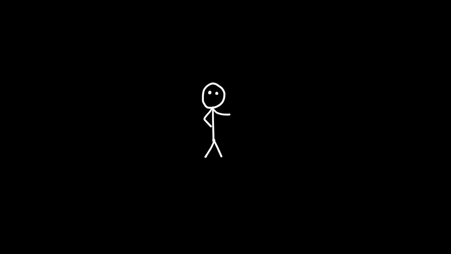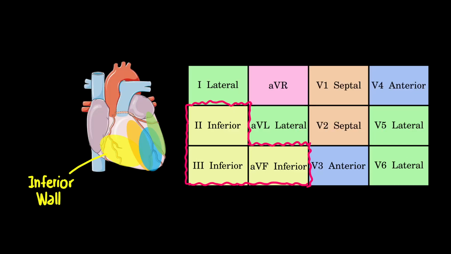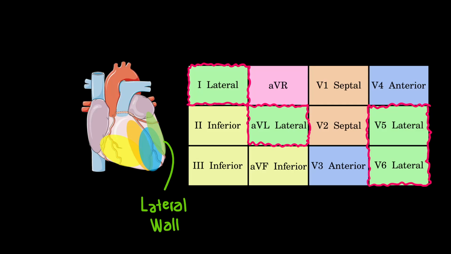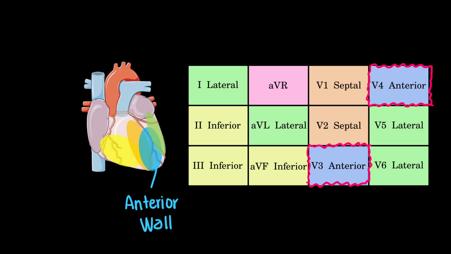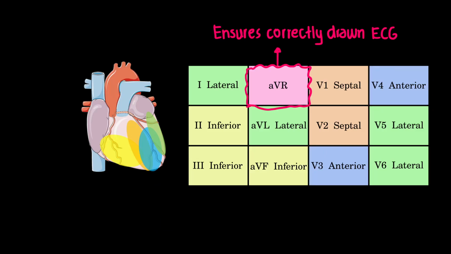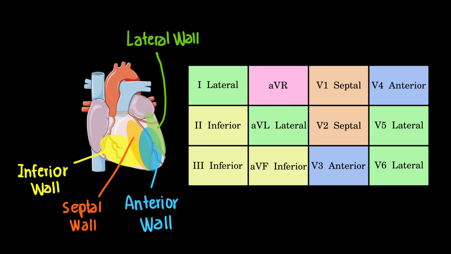Now let's put it all together. The inferior wall is seen by leads 2, 3, and AVF. The lateral wall is seen by leads 1, AVL, V5, and V6. The septal wall is seen by V1 and V2. The anterior wall is seen by V3 and V4. The posterior wall has no direct leads looking at it. And finally, the AVR is there to make sure the ECG is correctly drawn. This is the map. Keep it.